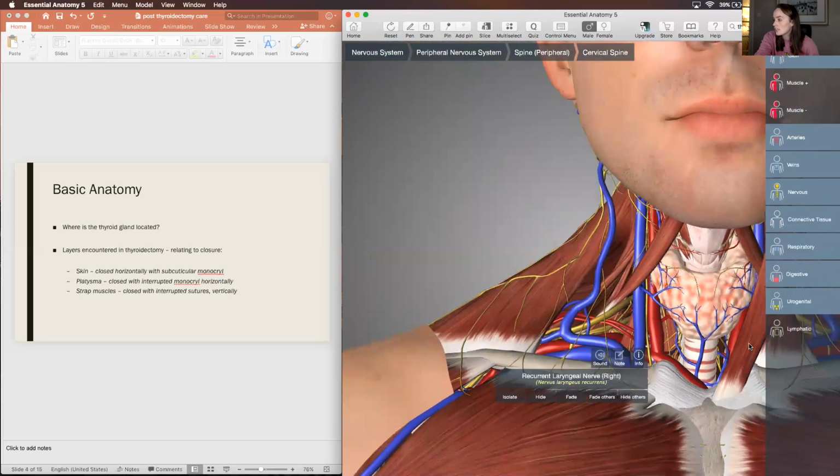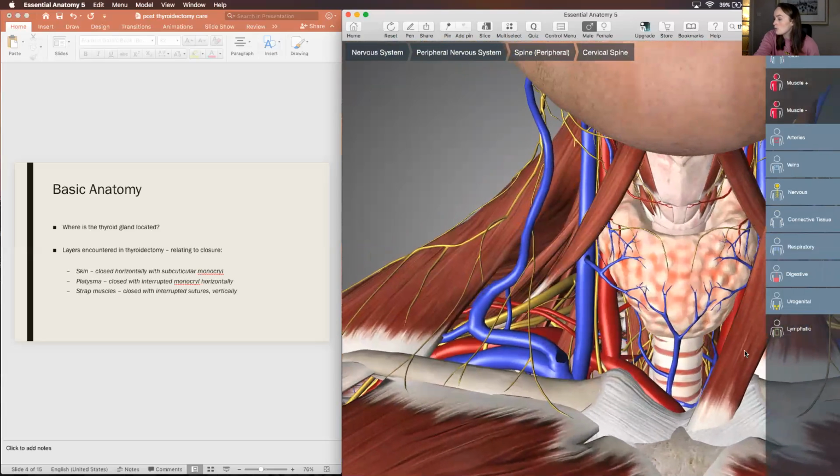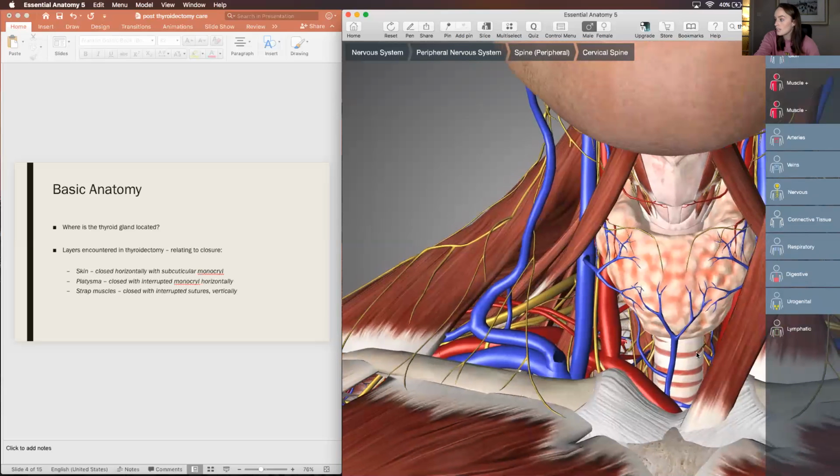Now, we have a recurrent laryngeal nerve on both sides, and both run up past the inferior pole of the thyroid and supply the intrinsic muscles of the larynx. Now, the intrinsic muscles of the larynx are important because they move the vocal cords and therefore help us to speak. So if this nerve is damaged during thyroid operation, a patient can have hoarseness of the voice.